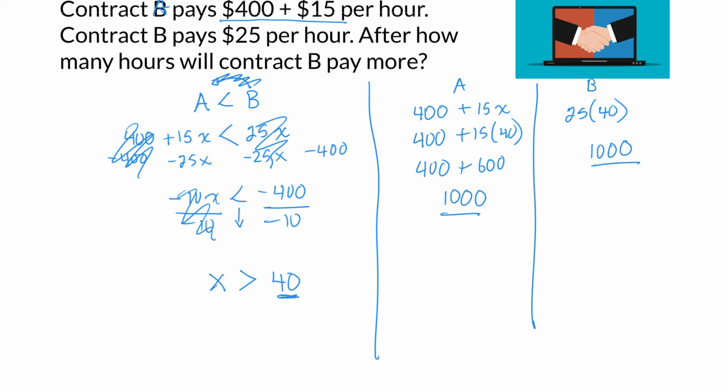But as soon as you work more than 40 hours, so 40.1, or you could say 41. You can try that, put a 41 in there and a 41 in there, and just figure out what it comes out to, and you'll find that job B will pay more for anything over 40.